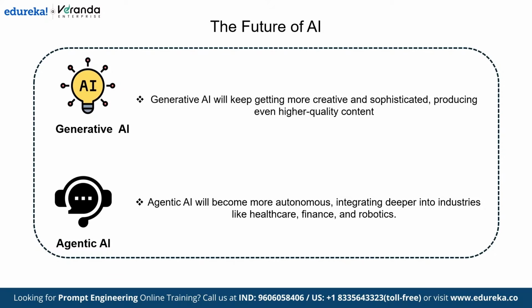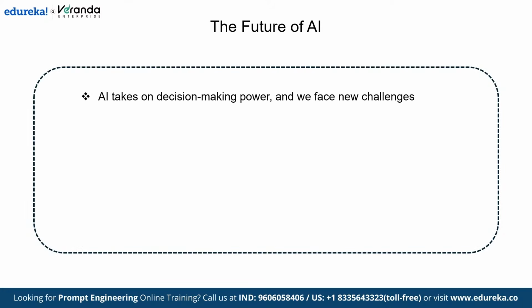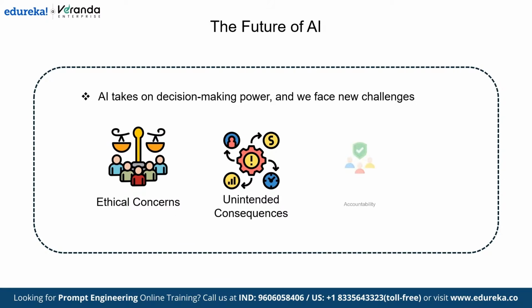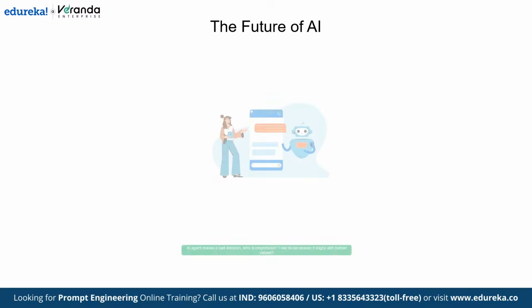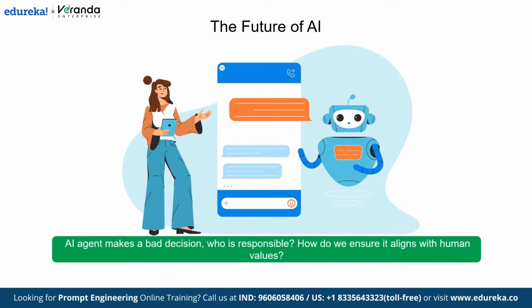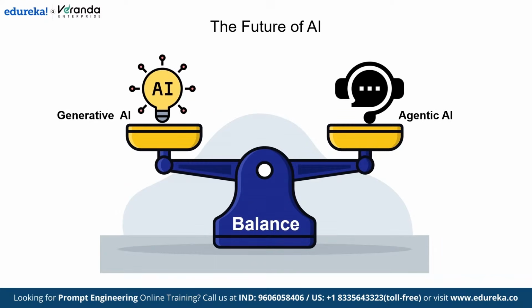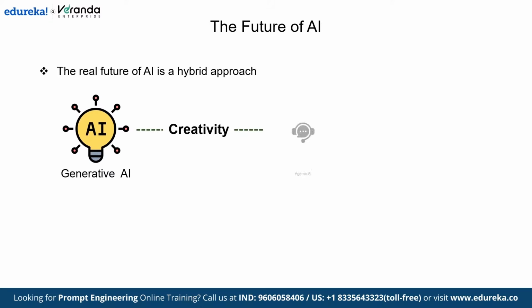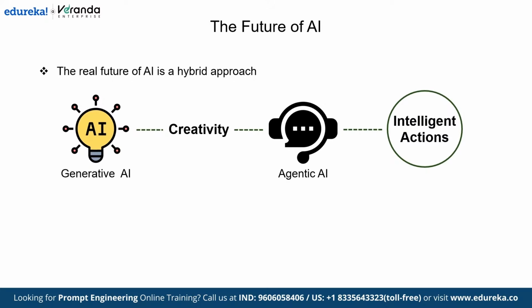But this shift does come with some risk. As AI takes on decision-making power, we face new challenges: ethical concerns, unintended consequences, and the need for accountability. If an AI agent makes a bad decision, who is responsible? And how do we ensure it aligns with human values? The answer lies in balance. The real future of AI is a hybrid approach, where generative AI fuels creativity and agentic AI drives intelligent action.